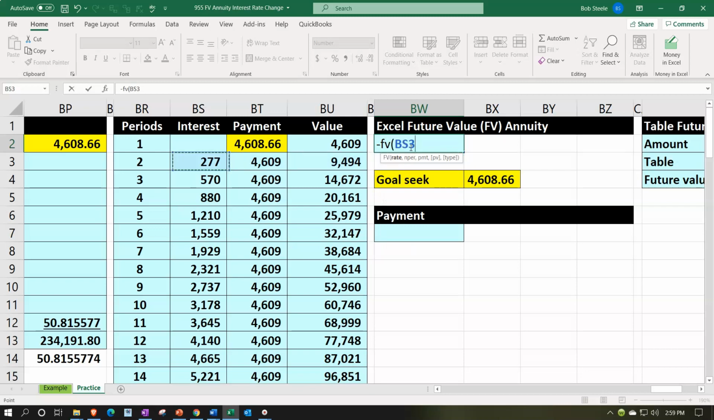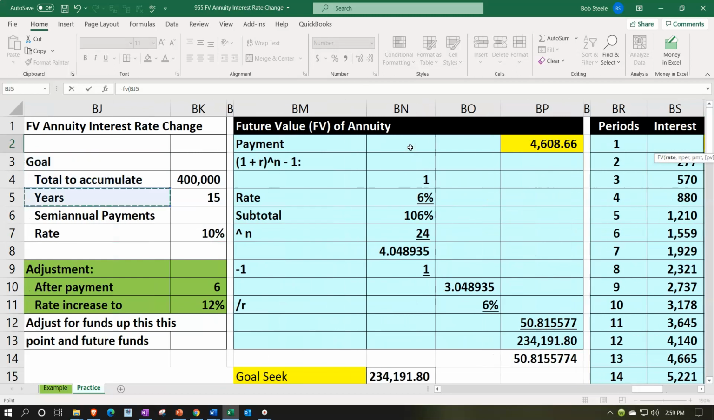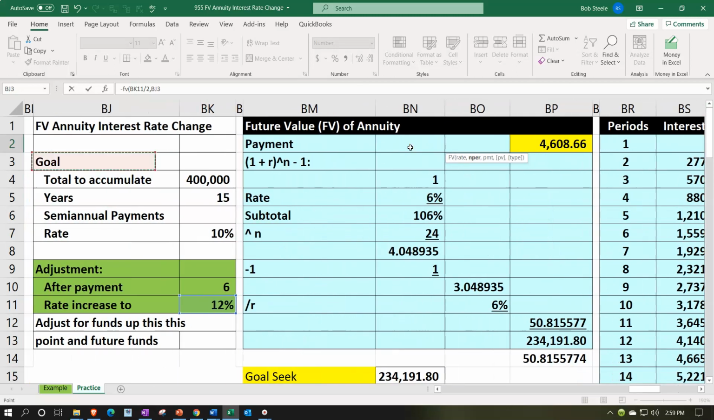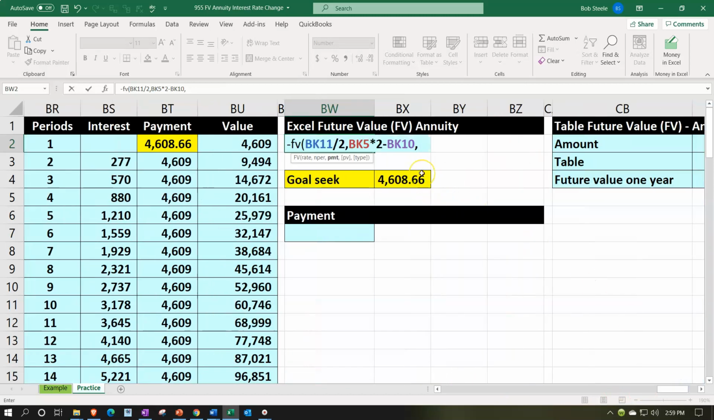The rate is going to be, once again, that 12% divided by 2, comma, and then we're going to pick up the number of periods, which would be, we had before 15. 15 times 2 would be 30 because it was semi-annual, but then minus the 6 payments that have taken place already, that gives us the 24. So I'll put that whole equation there just so we can remind ourselves where that came from, comma, and then the payment amount is going to be what we don't know.